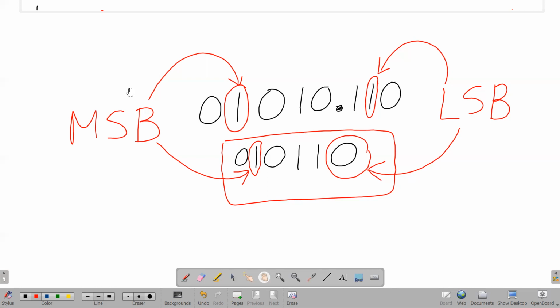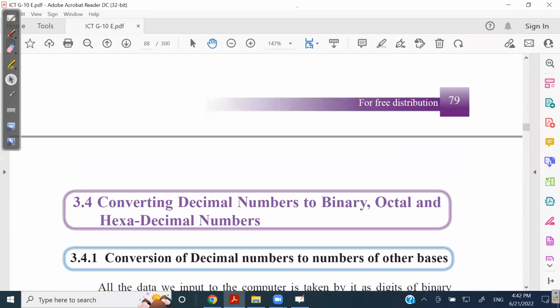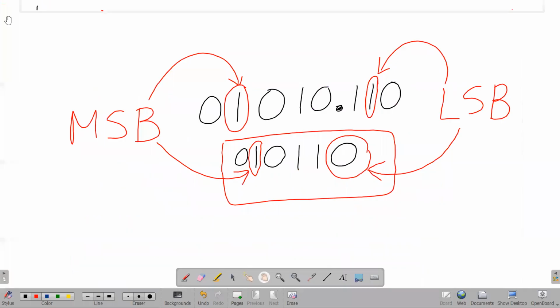Okay. So moving forward. After the LSB and MSB, we have the conversion among the number systems. To do this, I'm going to take the whiteboard again, and let's discuss this.